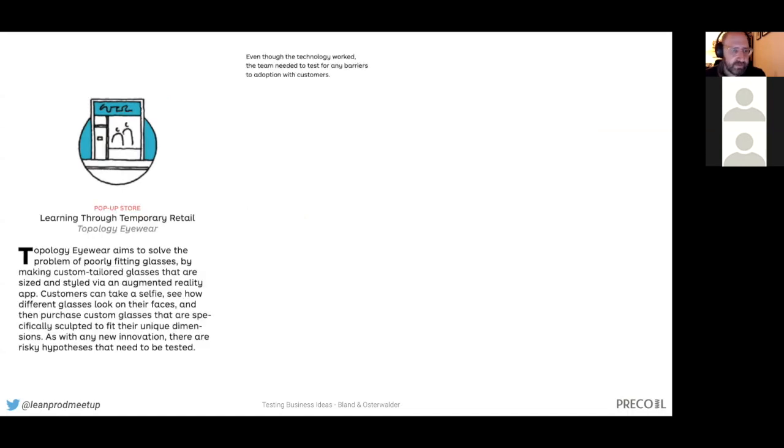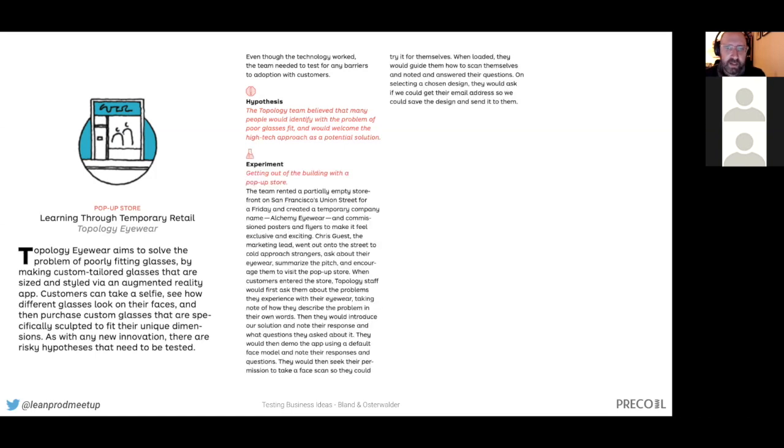So basically, if you look through the case study, and I'll walk it through here with you all, they had a hypothesis, right? They thought people would identify with the poor glasses fit, but they weren't really sure. The good news is their customer segment is so accessible, they can actually be standing on the street in front of their pop-up store and intercept people that wear glasses. So it's actually a pretty accessible market. And then they pretty much built their pop-up store.